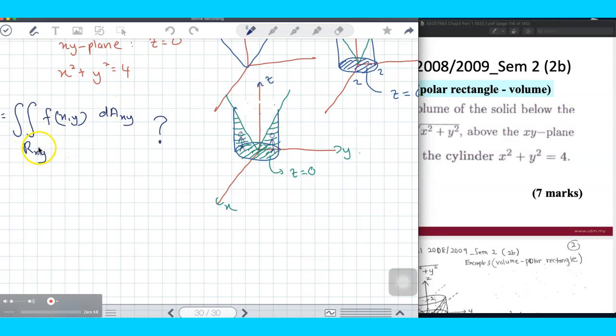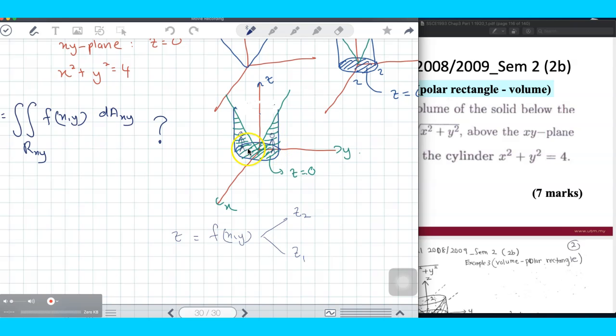So now look at your region lying on xy. All the variables are only x and y. So what is the other variable that is not here? Z, right? So meaning that the f here should belong to z, which is the upper bound of z minus the lower bound of z.